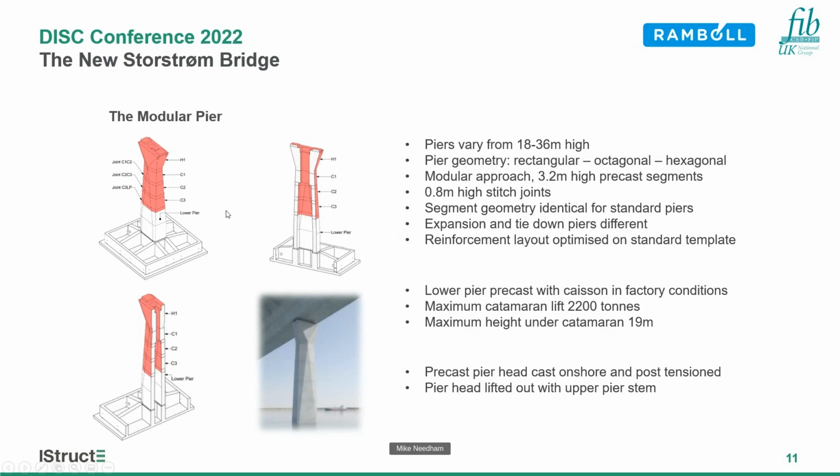The geometry, as you can see, varies quite radically from rectangular at the top, then it becomes octagonal, and then it's hexagonal, and then right at the bottom it becomes prismatic again, and is more or less rectangular at the bottom.